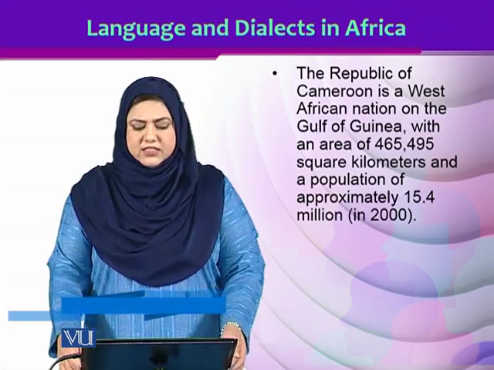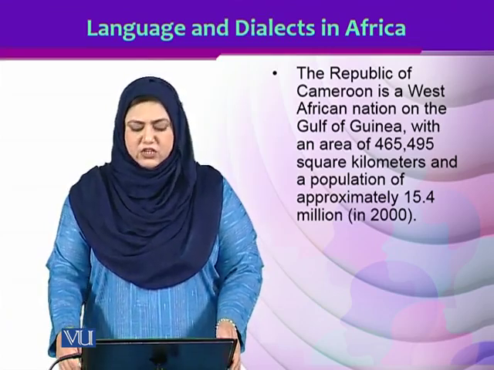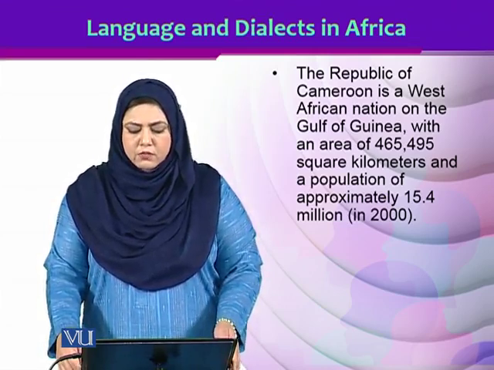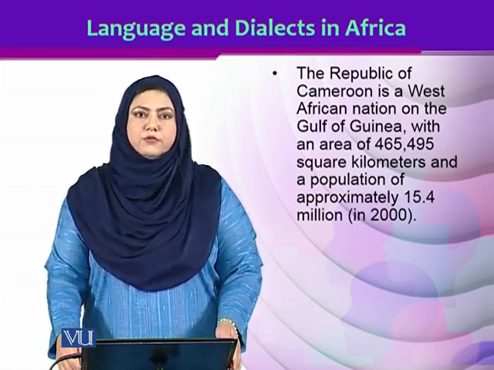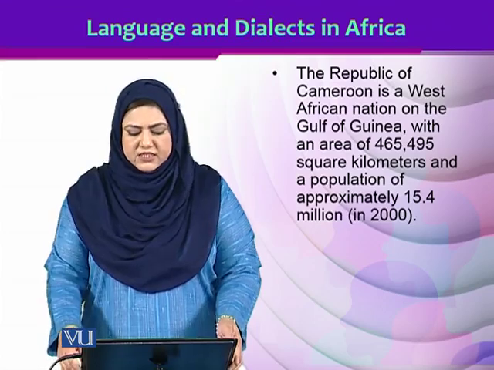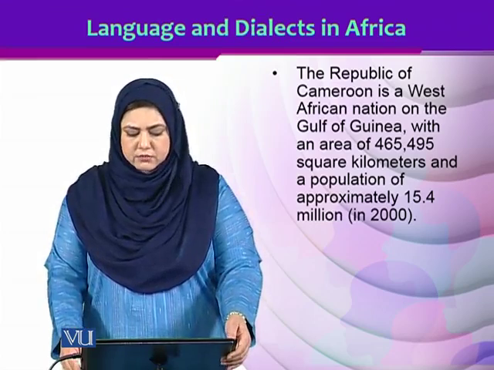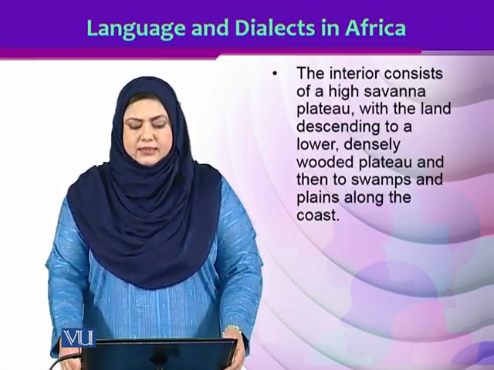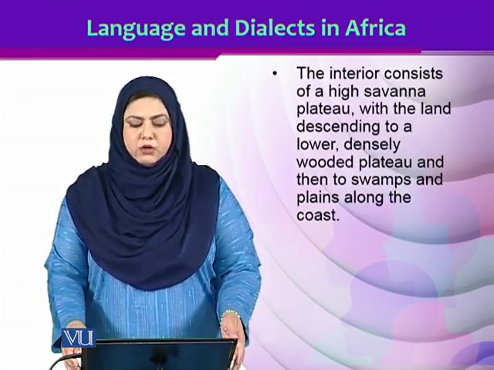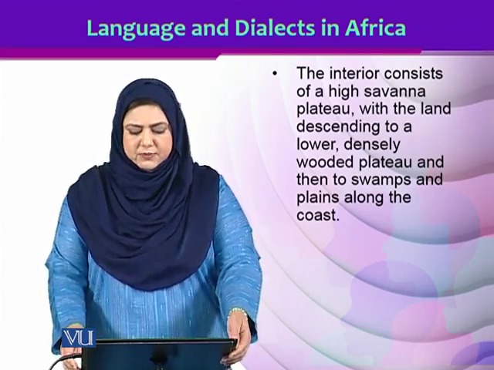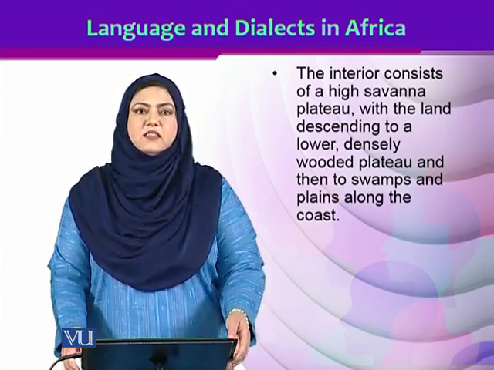Well, my dear students, the Republic of Cameroon is a West African nation on the Gulf of Guinea with an area of 465,495 square kilometers and a population of approximately 15.4 million. The interior consists of a high savanna plateau with the land descending to a lower, densely wooded plateau and then to swamps and plains along the coast.